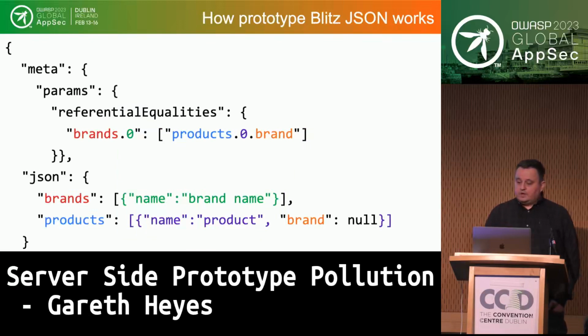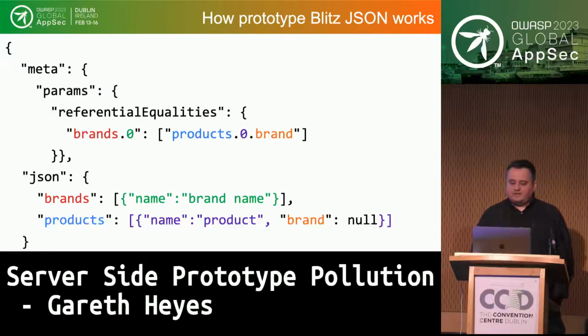So Blitz uses a library called Super JSON, and it allows you to reference different parts of the JSON structure using arrays. Now, I spent a lot of time on this slide to help people understand because I didn't get it at first. Hopefully I've arranged it in a way that is easy to understand.